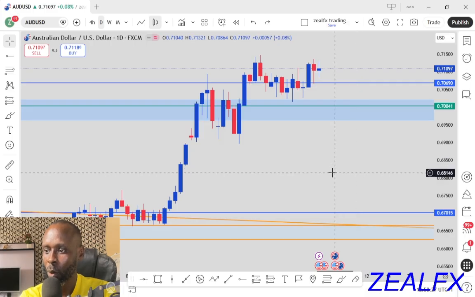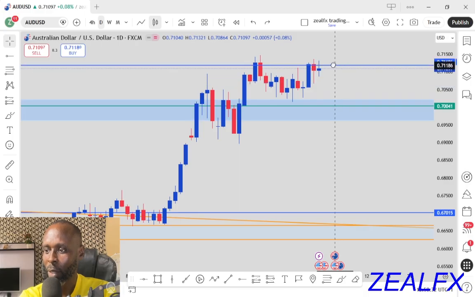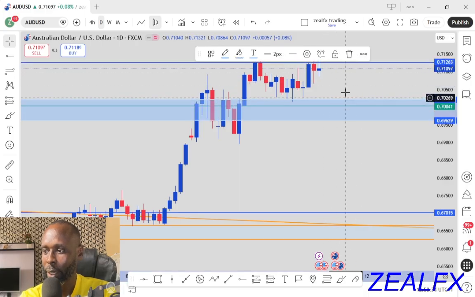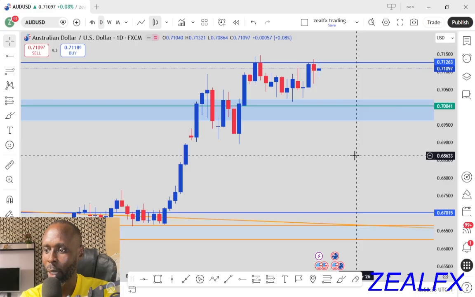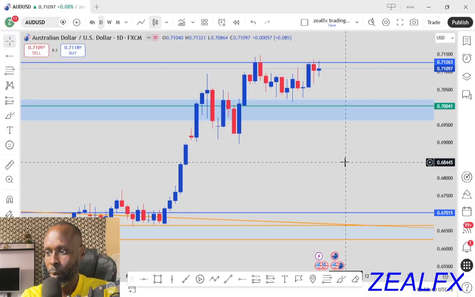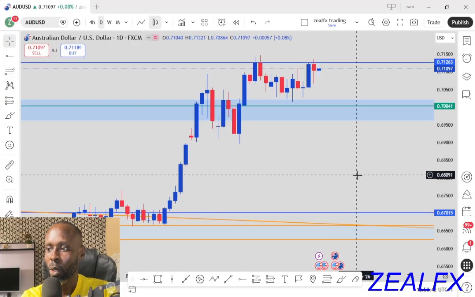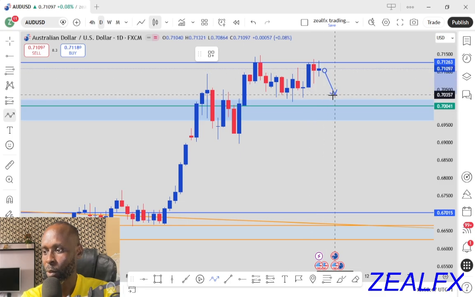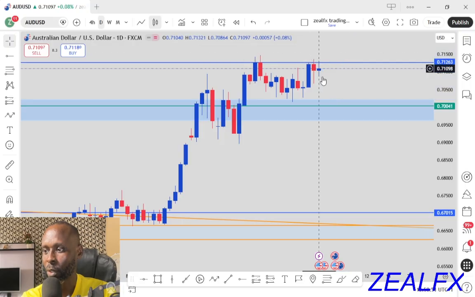Currently on the daily chart, we have price on the resistance level. So long as we have price on this resistance level, we cannot do any buy on this resistance level. So we need price to come to a support level before we can start looking for buying opportunity on the Australia USD. So we need price to come to this support level, then we'll start looking for possible buying opportunity for the Australia USD, because the Australia USD has the uptrend structure this week.